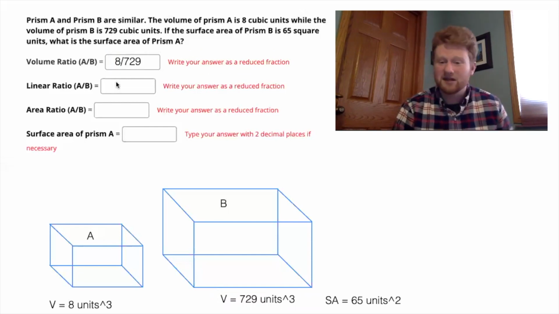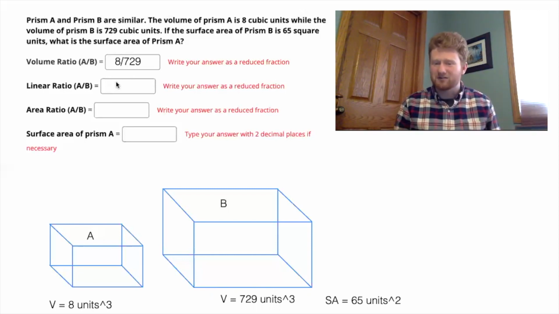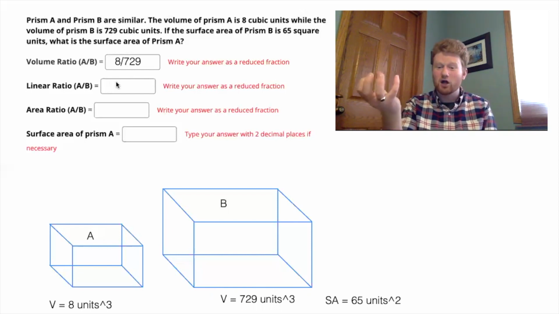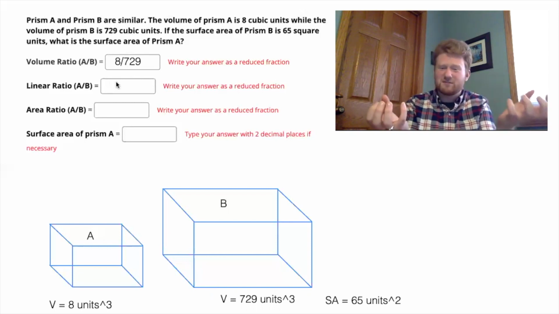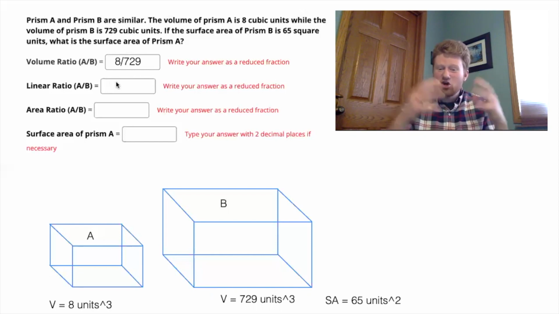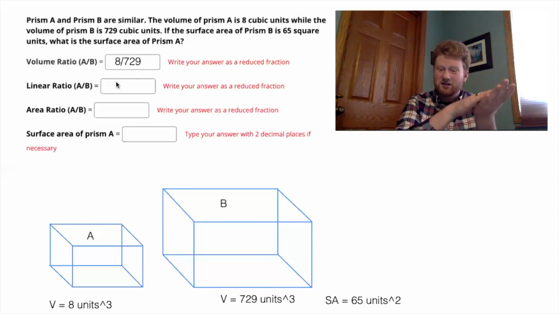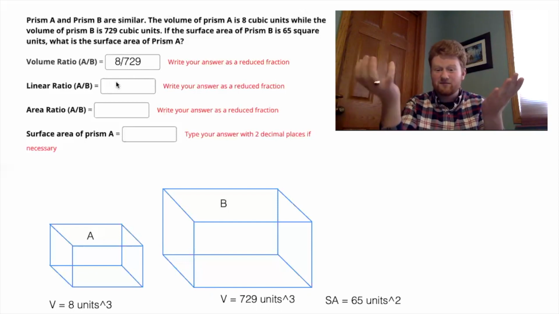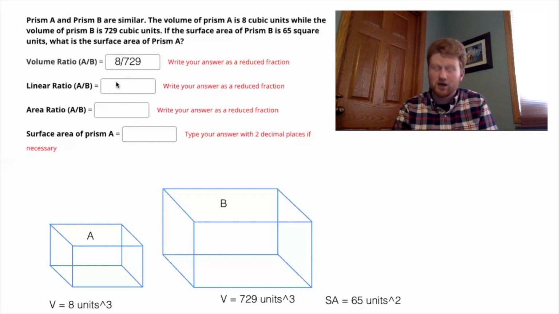So now we want to find the linear ratio. So again, we're transforming or translating between these different dimensions or different levels. So if we know the ratio for the volumes, and we want the ratio for the linear scale factor, or just the ratio of similarity, you may hear it called sometimes, well, that's where that cubed comes into play. So if we had the linear ratio and we wanted the volume ratio, we would take our linear ratio and cube it. So to get from the volume ratio back to the linear ratio, we need to do the opposite operation, which is the cube root.